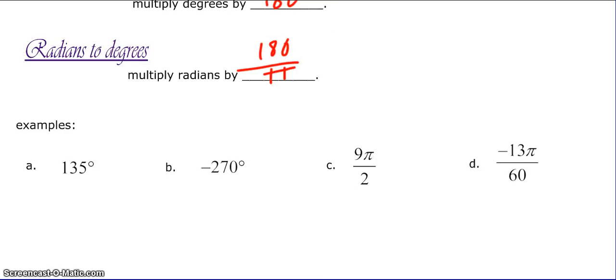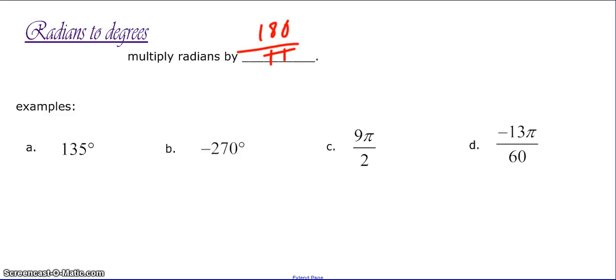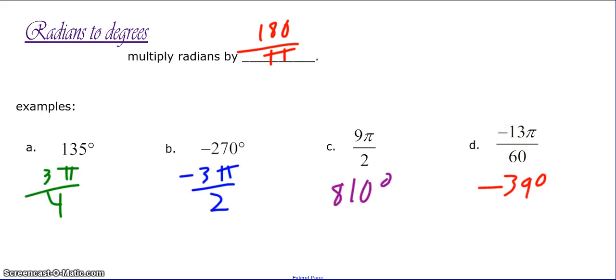So I want you to pause the video, take a minute, and convert these degrees into radians and the radians into degrees. Okay, so hopefully you got that 135 degrees is 3 pi fourths, negative 270 degrees is negative 3 pi halves, 9 pi halves is 810 degrees, and negative 13 pi 60ths is negative 39 degrees.